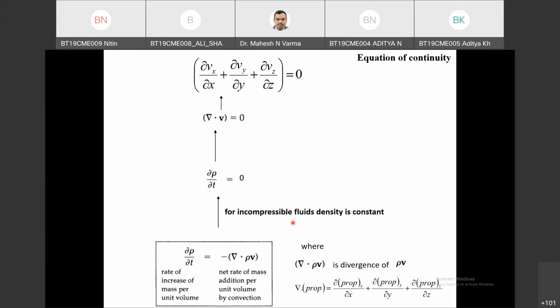For incompressible fluid, density is constant. As density is constant, d rho by dt equals 0, and I can take the density out of the del operator. So after rearranging this equation, I will get divergence of velocity equal to 0. This is the equation of continuity for incompressible fluids. We have already used this almost 10 times in this transport phenomena subject itself.